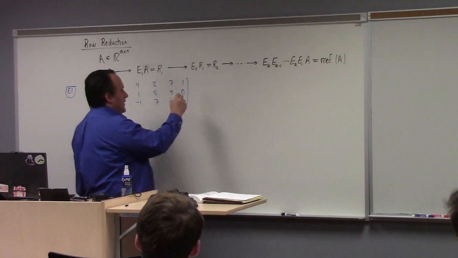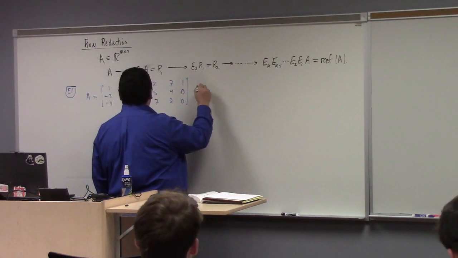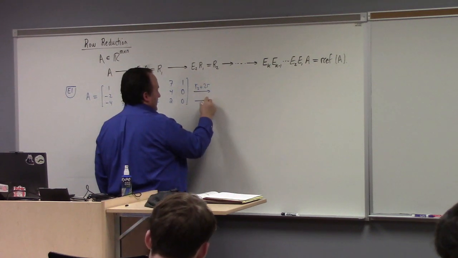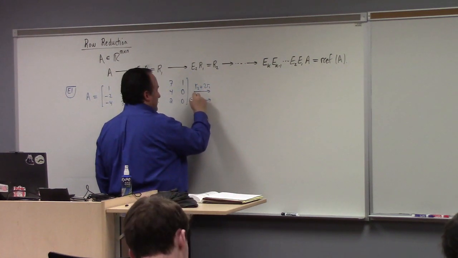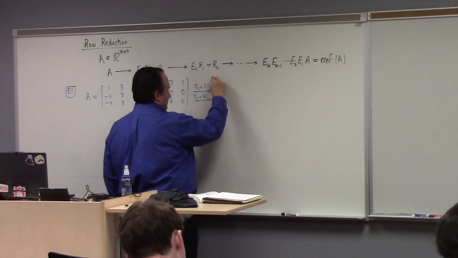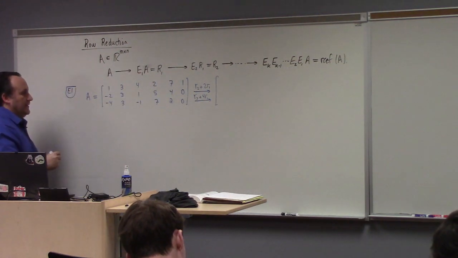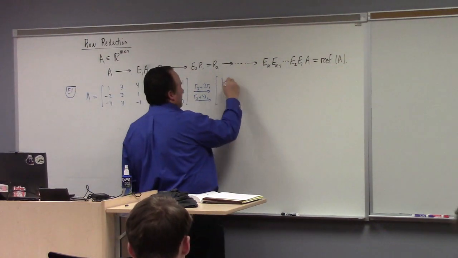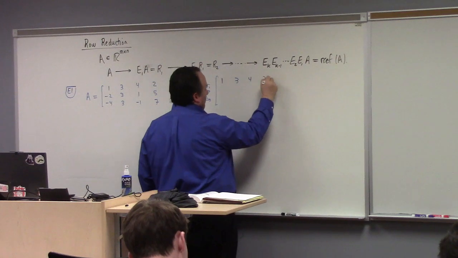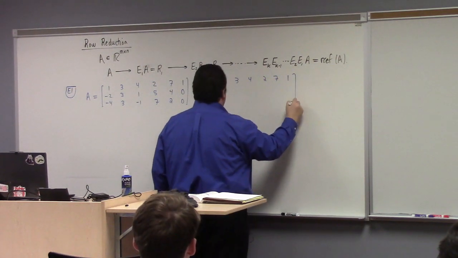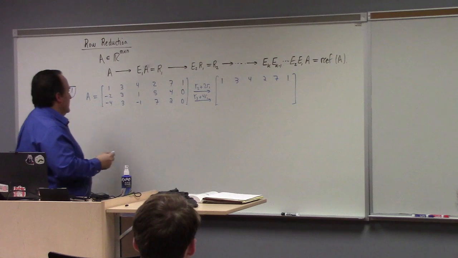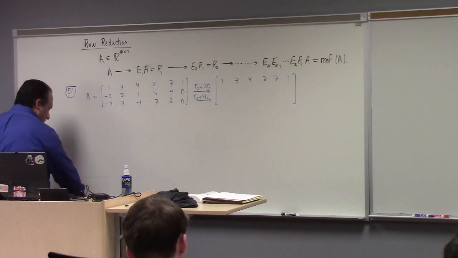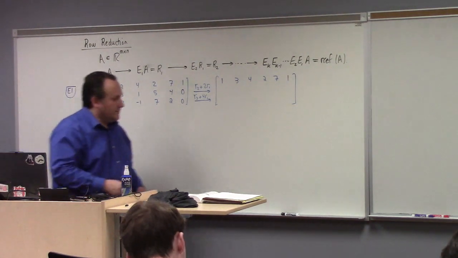So first order of business, I will take row 2 plus 2 row 1, and I'll take row 3 plus 4 row 1. All right? So that means nothing happens to row 1, so let's just write that down again. 1, 3, 4, 2, 7, 1. I'm probably going to regret my choice of font size here. Maybe it's not as bad as I think. All right, so I've modified the second two rows.